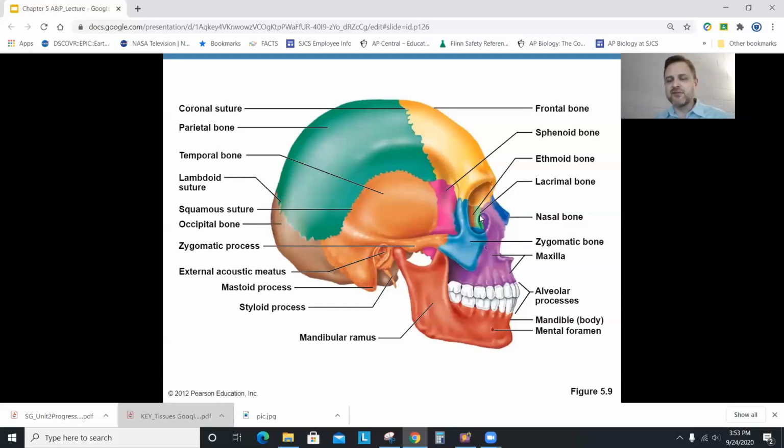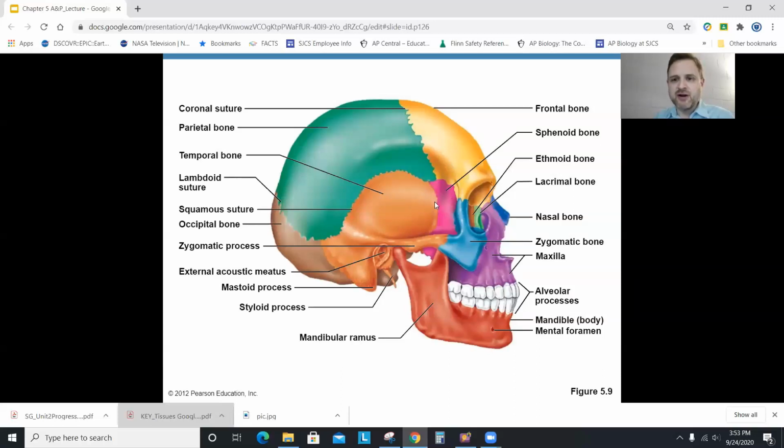And your tear ducts drain from your eyes into your nose. They drain down here, which is why if you cry, your nose tends to run, because the tears drain into your nose. And there's a little groove in the lacrimal bone where the tear ducts are sort of embedded. The ethmoid bone is behind the lacrimal bone, and the sphenoid bone is behind that one, okay?